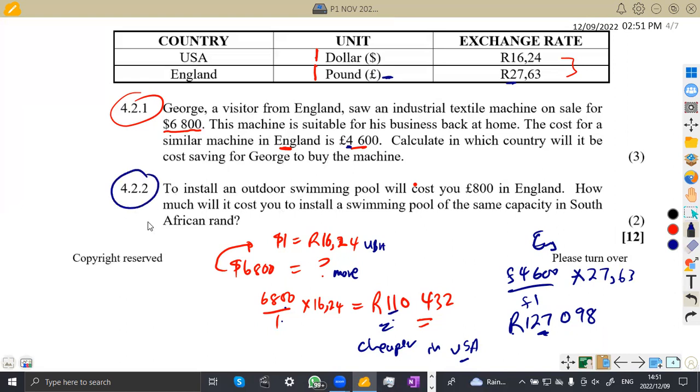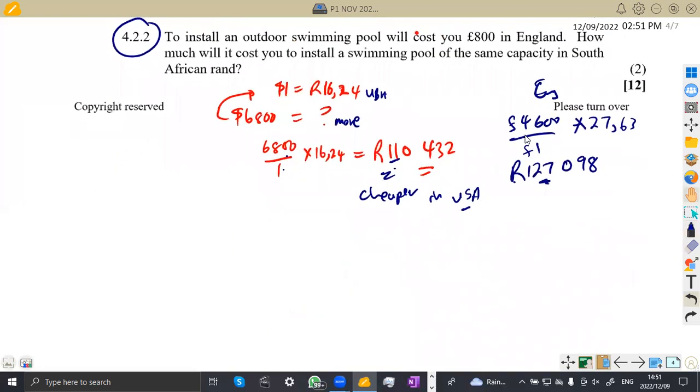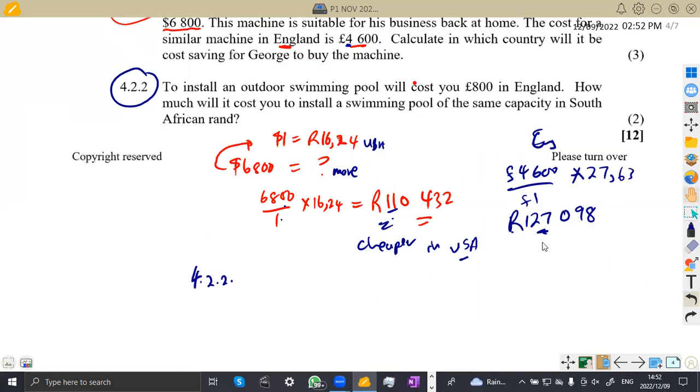All right, on 4.22, we are now given that to install an outdoor swimming pool will cost you 800 pounds in England. How much will it cost you to install a swimming pool of the same capacity in South African rand? So there we are supposed to get back to the conversion between the pound and the rand.